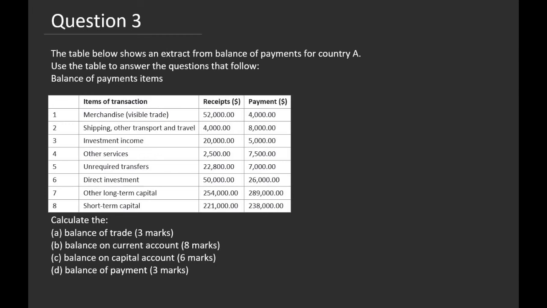Question 3. The table below shows an extract from the balance of payments for country A. Use the table to answer the questions that follow. Now you can see the items of transaction, the receipts and payments. So part A is to calculate the balance of trade. For a similar question, balance of trade is what you need to do.